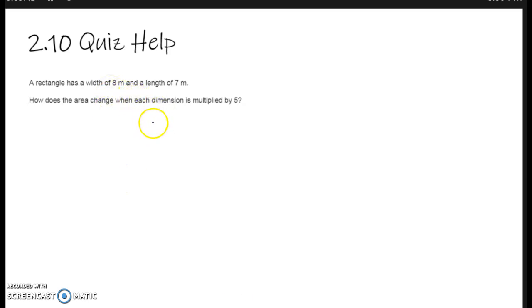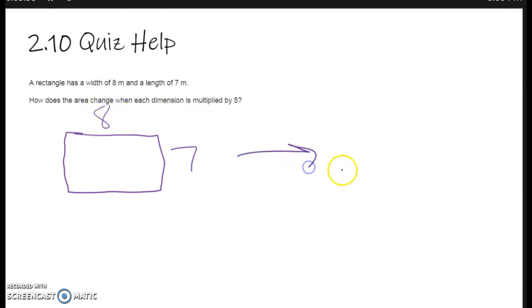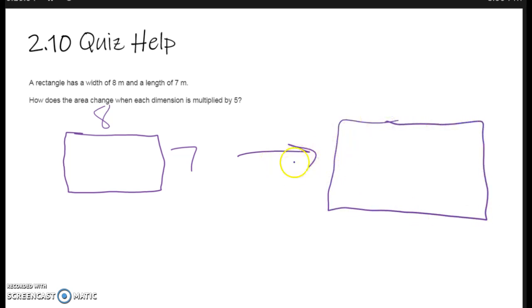A rectangle now has a width of 8 meters and a length of 7. How does the area change when each dimension is multiplied by 5? So we're thinking, and you can work this whole thing out, but the great thing here is by our shortcuts, we don't have to. The new dimensions would be 35 by 40. And so you can work this whole thing out, but by what we've talked about with the ratios of the area compared to the ratio of the scale factor, we know that the scale factor here is 5. That's what that's telling us.